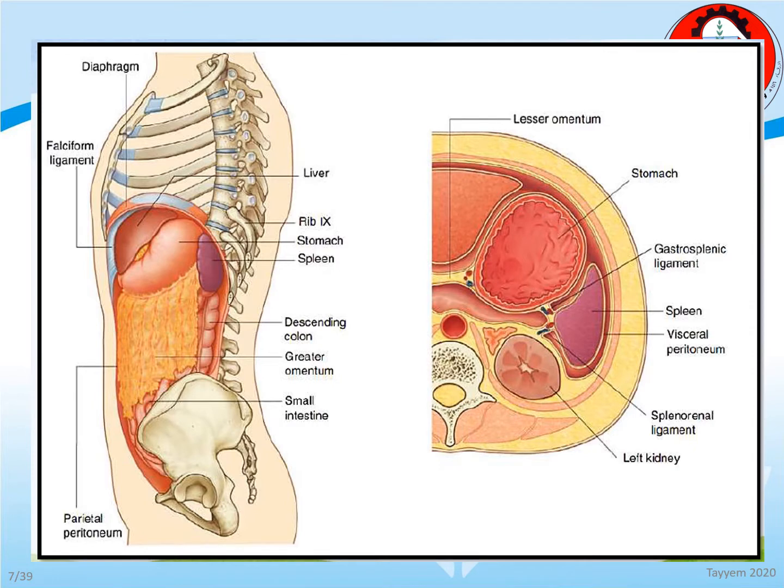And this slide shows you that the spleen is in close contact with the pancreas, the stomach, the omentum, and the colon. And here it shows the ligaments attaching the spleen in the posterior part of the abdominal cavity.